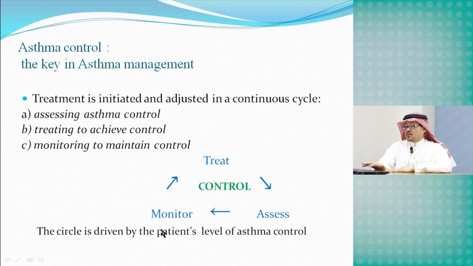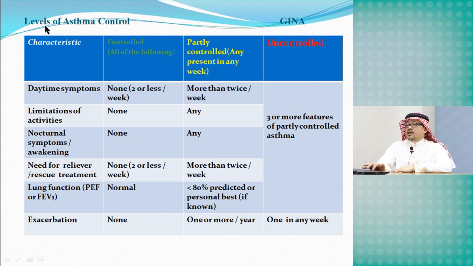So currently, we depend on the level of asthma control, per GINA starting from 2011 and forward, to see whether we have good control, partial control, or uncontrolled asthma. This depends on characteristics like day symptoms, limitation of activities, nocturnal symptoms and awakening, need for reliever and rescue treatment, lung function tests, and exacerbations. With the presence of these, we can classify whether it is good control, partial control, or uncontrolled.